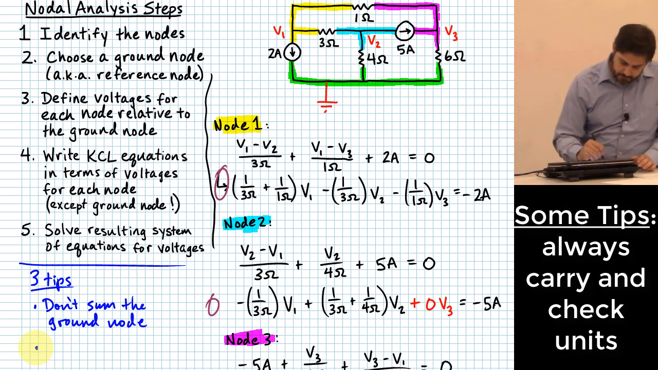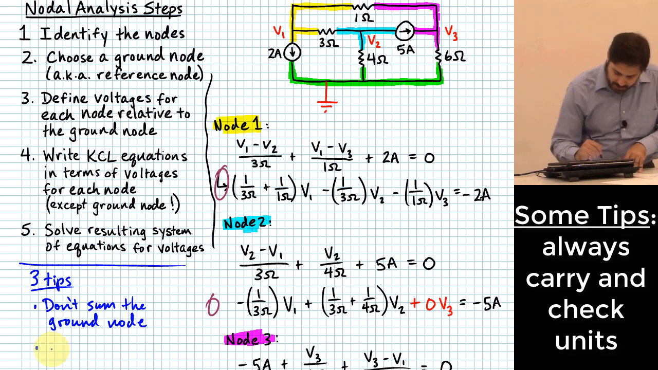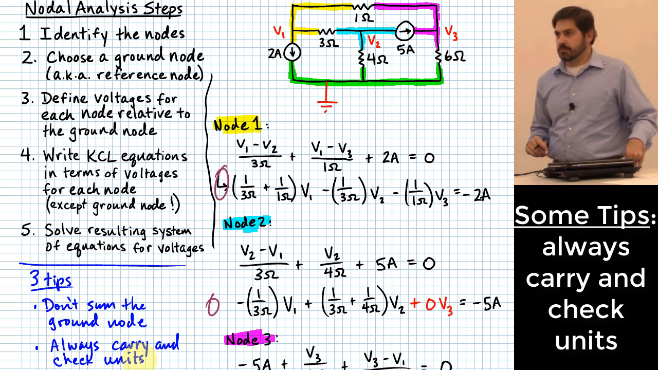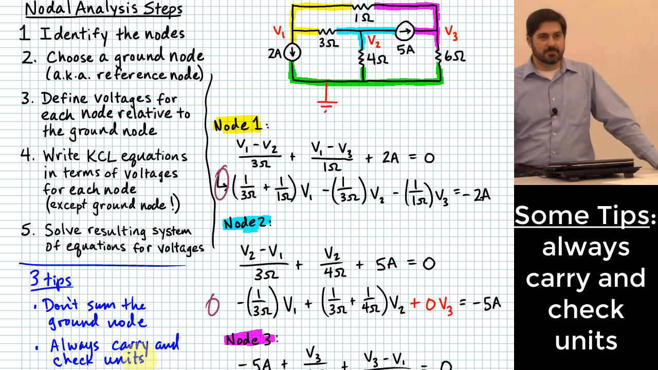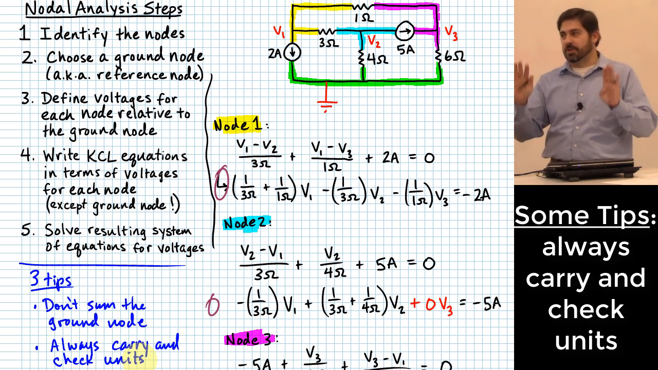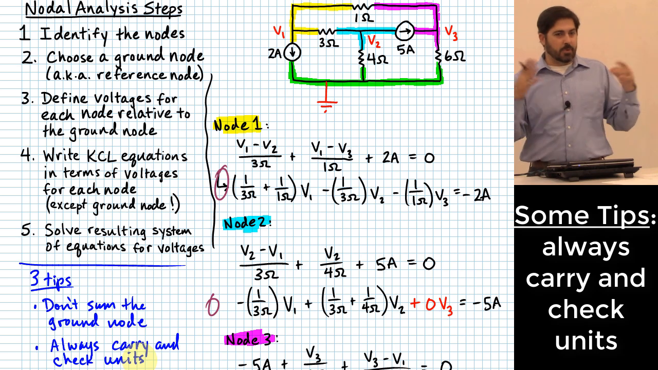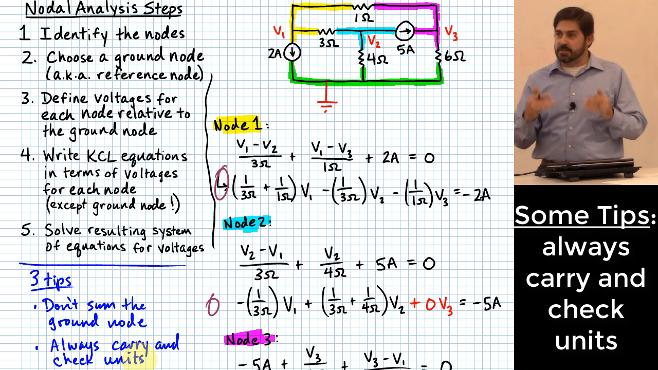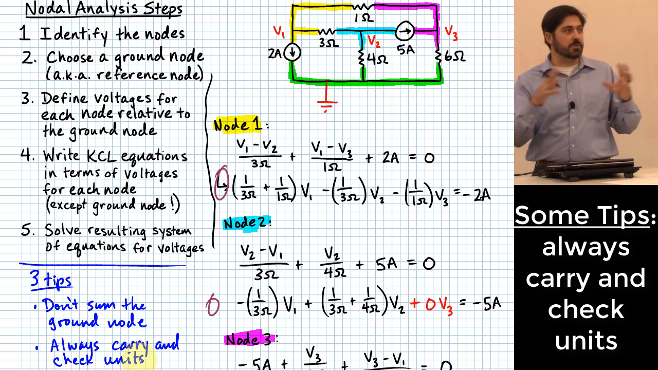Tip 2: always carry and check units. Can you add voltages to currents? Not without doing something else to them, right? It doesn't make any physical sense to try to add a voltage to a current. You can have other weird things happen too, where you come up with parameters that don't even make sense. If you're not carrying your units, it's very easy to get into these equations and all of a sudden do something that makes no sense physically.